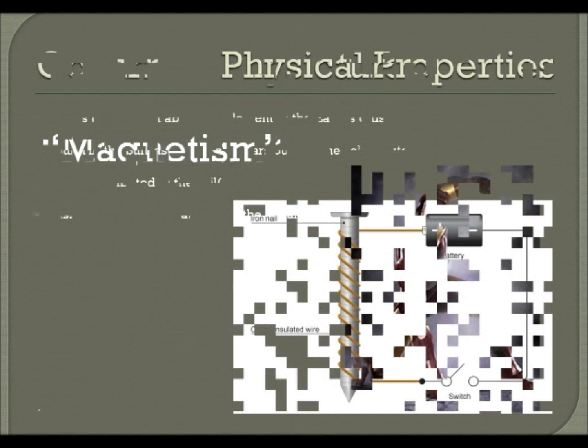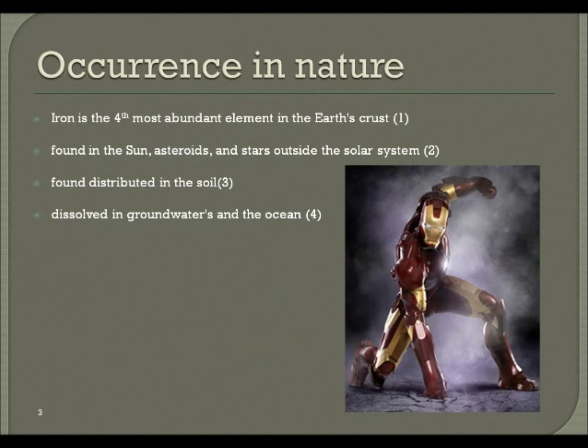Now I would like to talk about the occurrence of iron in nature. Iron is the fourth most abundant element in the Earth's crust. Its abundance is estimated to be about 5%. Iron is also found in the sun and stars outside the solar system.